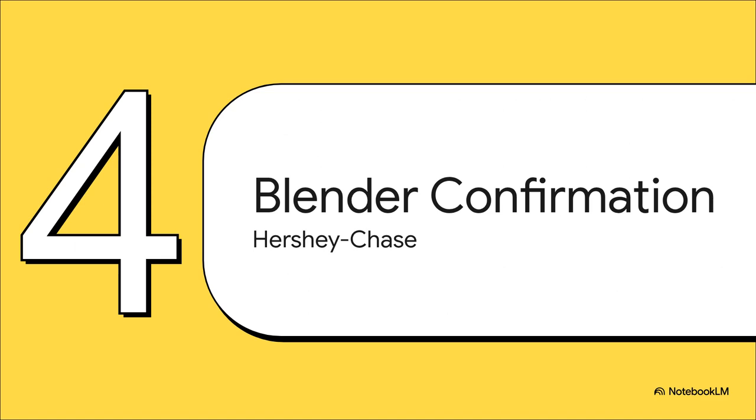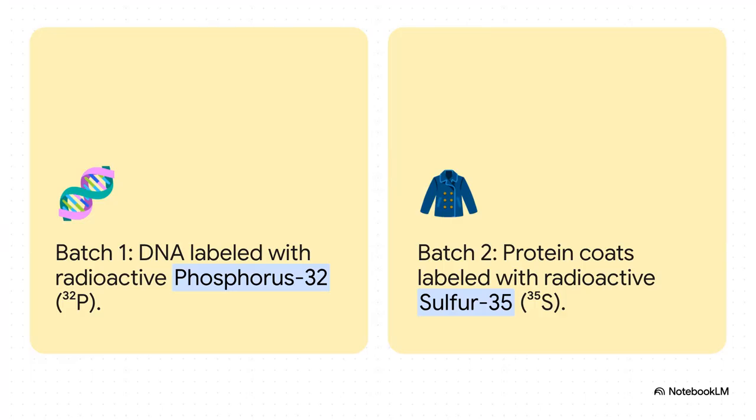Case closed. Not quite. The scientific world was still pretty skeptical, and a lot of people were still clinging to that protein hypothesis. It was going to take one more definitive experiment in 1952 by Alfred Hershey and Martha Chase to finally settle the debate for good. They worked with something called bacteriophages. These are viruses that are basically tiny little syringes for genetic material. And their trick was super clever.